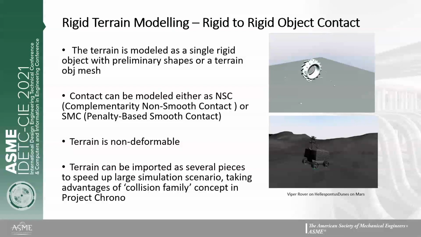The simulation can be sped up by taking advantage of the concept of collision families in Project Chrono. In order to simulate a large terrain, which in this case is 500 meters by 500 meters, we can chop a huge terrain OBJ file into pieces to eliminate subterrains which are not important in the current frame. So the collision and simulation engine will only consider and do the computation on the subterrains which are directly under the rover.